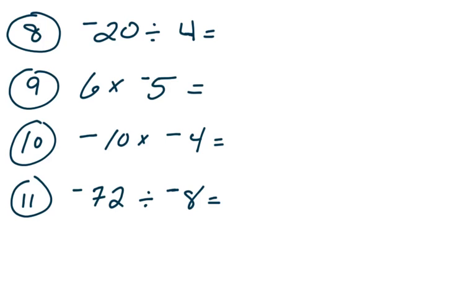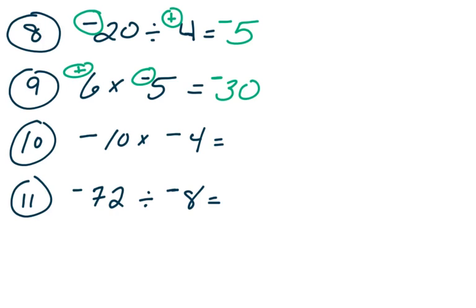All right, number 8. 20 divided by 4 is 5, so I write that down. Here I have a minus, and this is a regular, so it's going to be a plus. They're different signs, so my answer is going to be a negative. Okay, different signs, answer is always negative. Number 9, 6 times 5 is 30. This is a negative, this is nothing, so it's a positive. They're different signs, so my answer is going to be a negative.